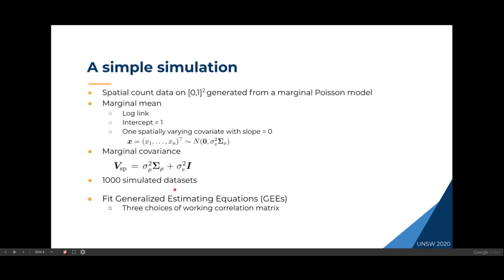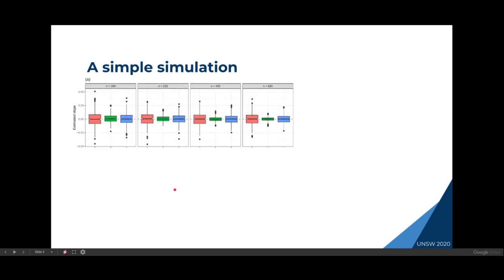But basically, I run the simulation, and these are the results that I get. I've actually done it for 4 different sample sizes you can see up the top here. What I've plotted here is essentially box plots of the estimated slope, remembering that the true slope is equal to 0. So I've actually got the true slope here. And each color represents a choice of the working correlation matrix, so the red, the green, and the blue.